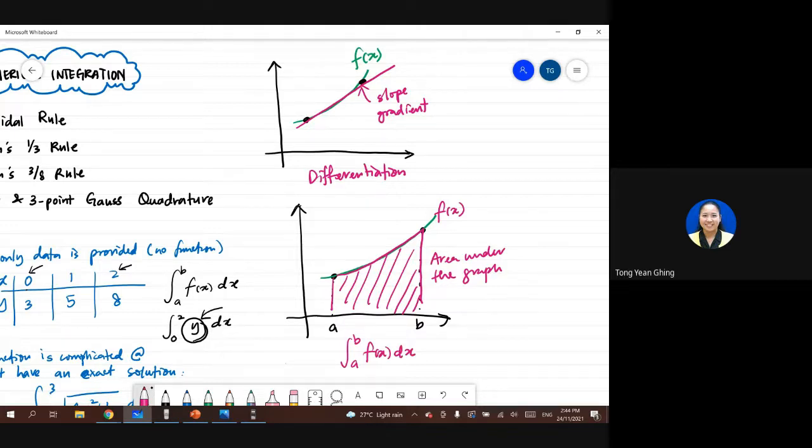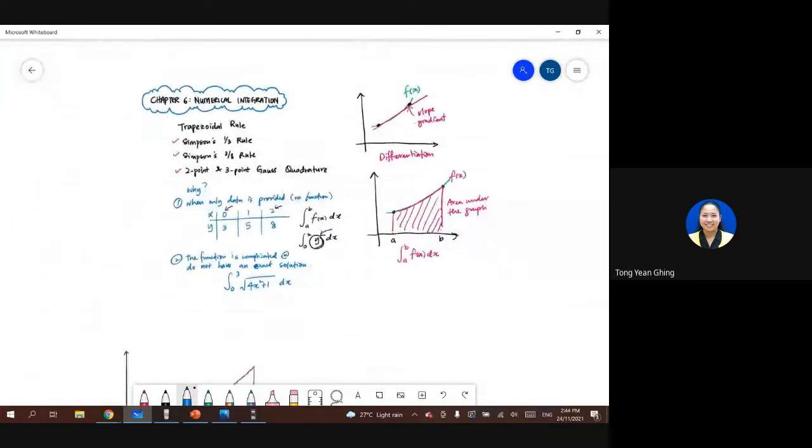Not only area, we can also find the volume, for sure. Before this you learned about 3D, triple integration, double integration. So after we get the area, we can then calculate the volume on any problems. Okay, we start with the first rule that I mentioned just now, the trapezoidal rule.